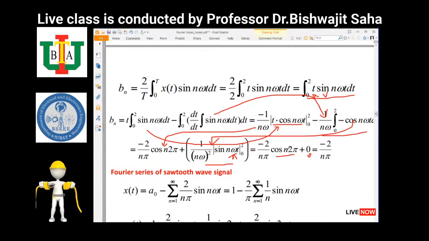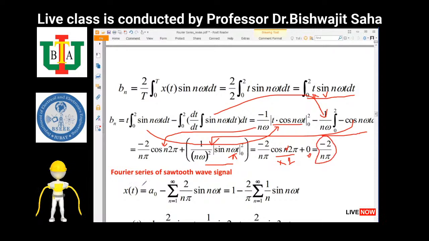So whatever n value you keep, this total term becomes 1 into minus 2 divided by n omega. N pi, sorry, n omega means n pi. So it becomes minus 2 divided by n pi. So we have found the Bn value is minus 2 divided by n pi.